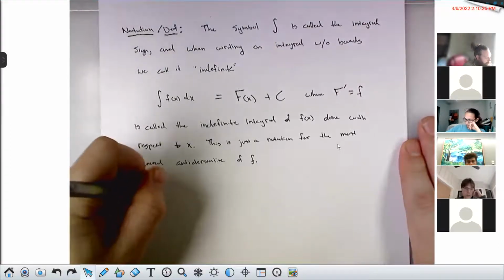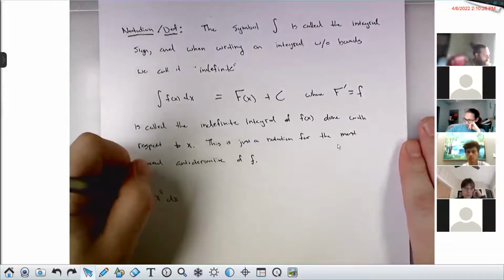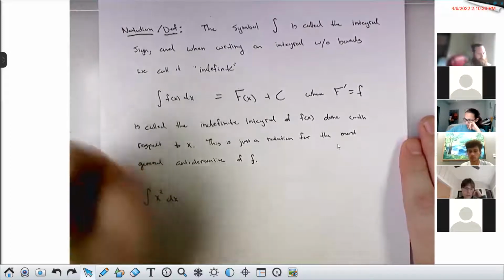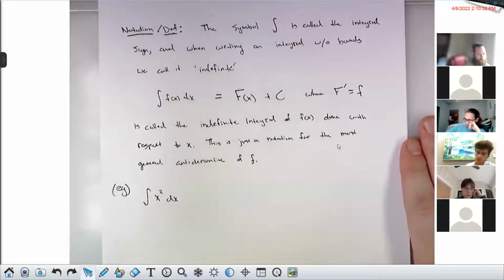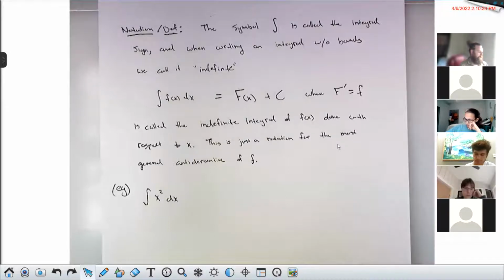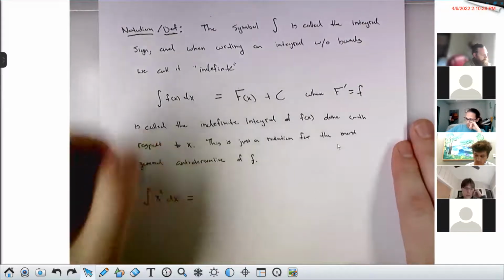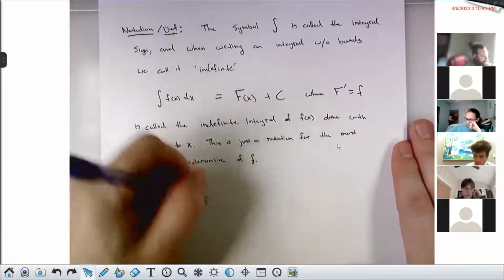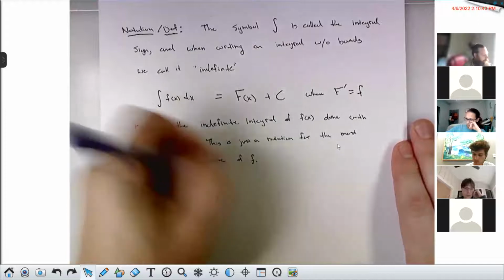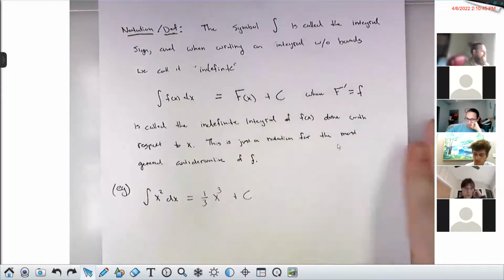So we mentioned x squared a minute ago. The indefinite integral of x squared, you would apply your power rule, you get 1/3 x cubed, and then slap on your plus c.